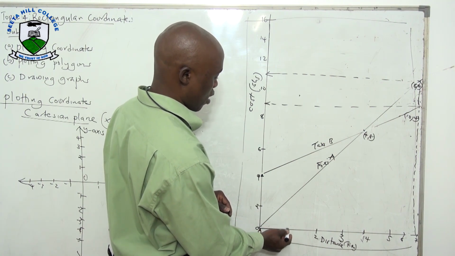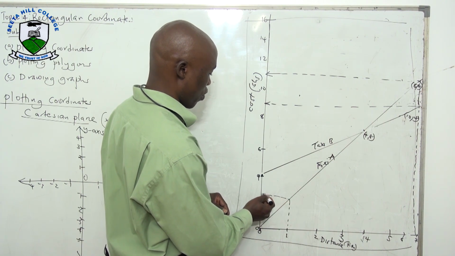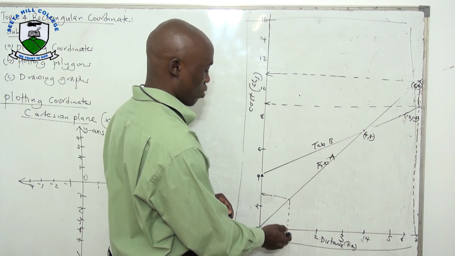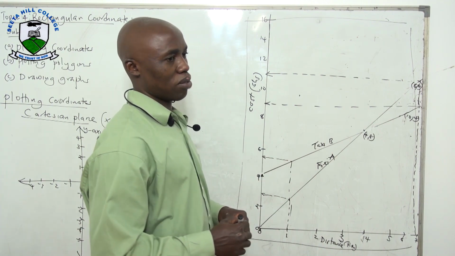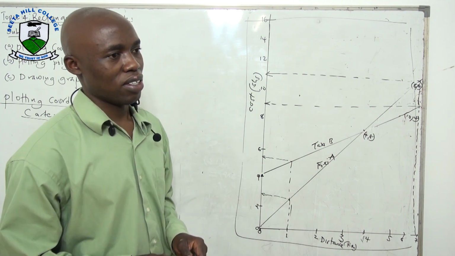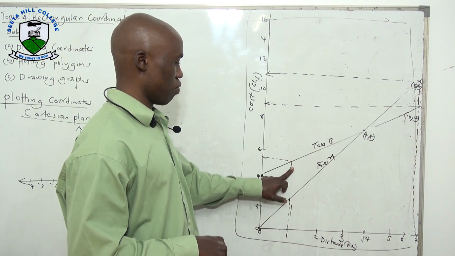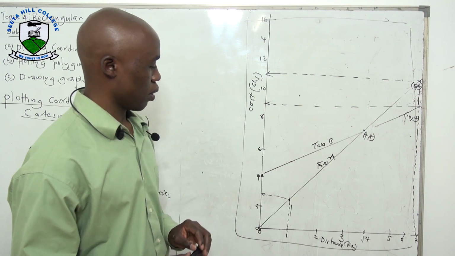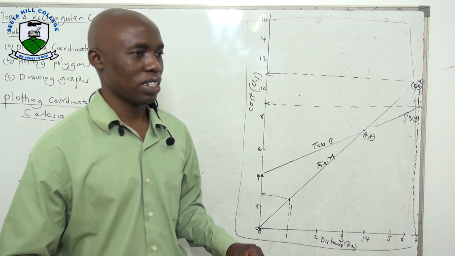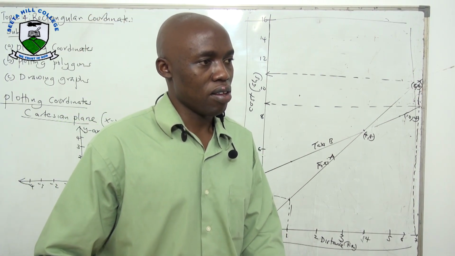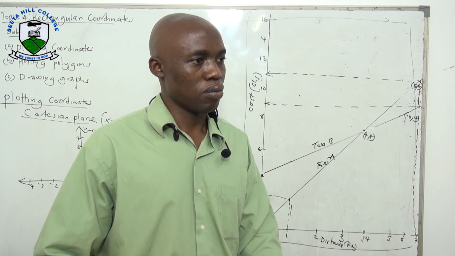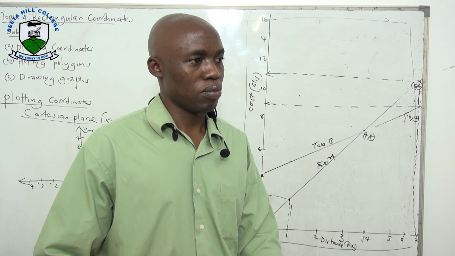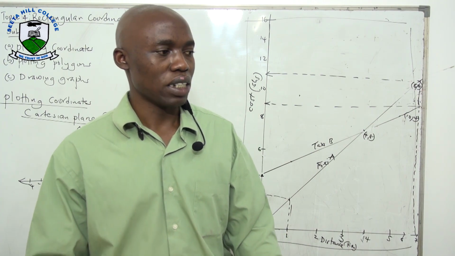Like here, for 1 kilometer it will reach 2. Then for the other one, 2 kilometers at 4. They wanted for taxi A only, so you don't read for taxi B. What does it cost for each kilometer? It charges 2 shillings. Okay, that's good.